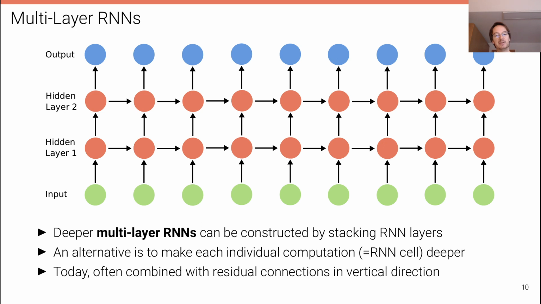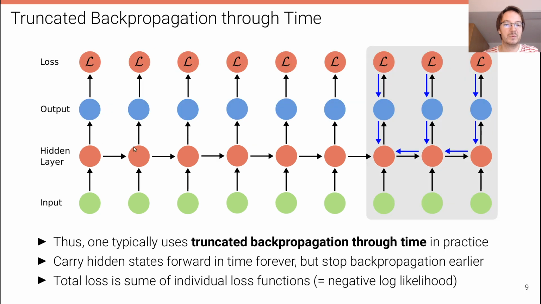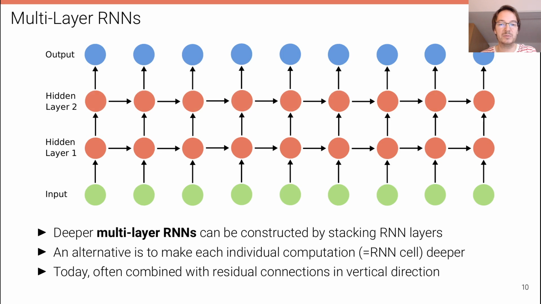An alternative to this is to make each individual computation, each RNN cell, deeper. So instead of using this model, we can look at this model and inside each of these cells add more layers. And this is also sometimes done in practice. This type of model seems to be more powerful.